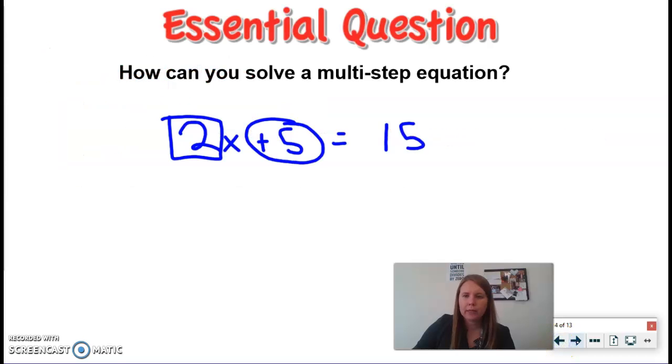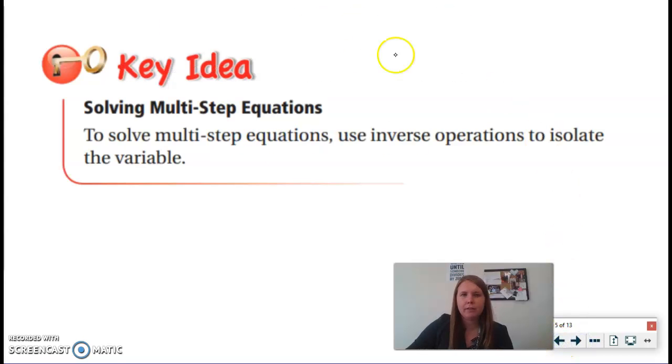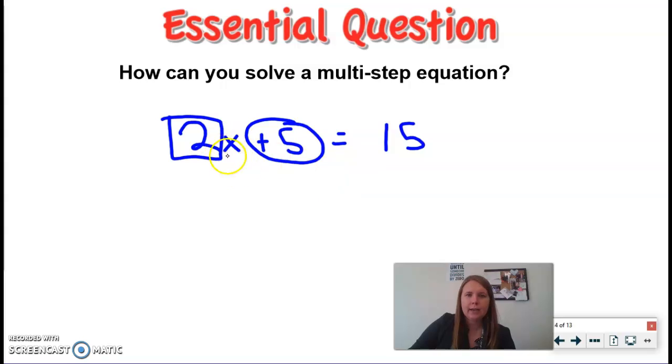I believe there are 4 examples here. Sorry about not having that on the first slide. So again, just solving multi-step equations. To solve multi-step equations, use inverse operations to isolate the variable. So again, if I had this same equation, I want to get this x by itself so that I eventually just have x equals something, okay? So we're going to use inverse operations, or the opposite operations, to find that solution.